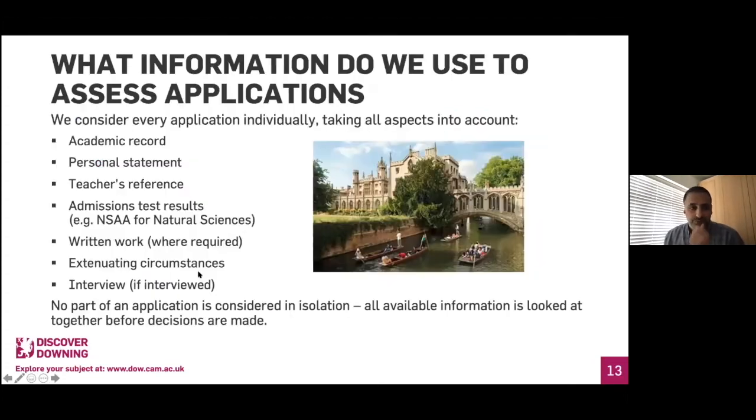So, moving on to talk a little about what information we use to assess your application. Now, a lot of people have different perceptions about the various parts of the application and their importance. I'd just like to highlight that we look at all the various information when we review applications. So we look at your academic track record so far. How have you done so far in your studies? What grades have you achieved, for example, in your GCSEs?